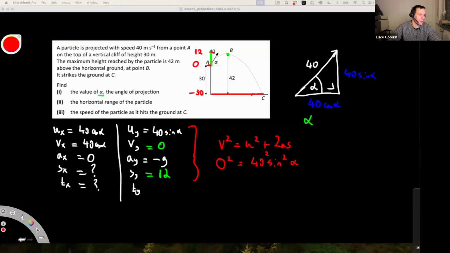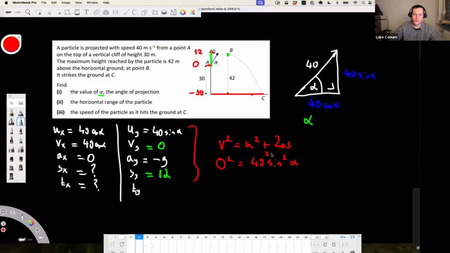Let's make sure I'm doing this correctly. Okay, yeah, so I can get actually a this way, but I think I'm doing it in the wrong way. I think it's going to give me a little bit of a headache. It will work, but it'll just be a headache.